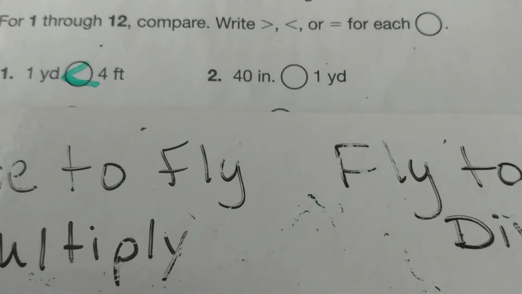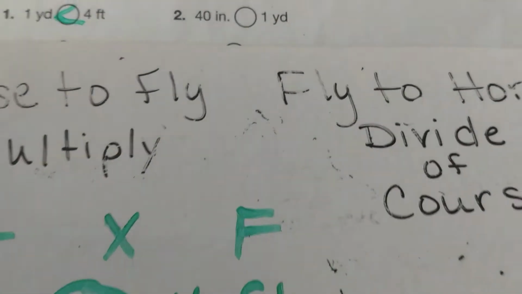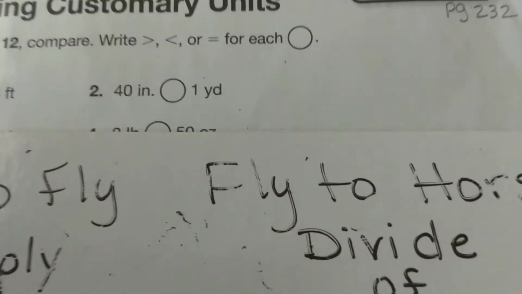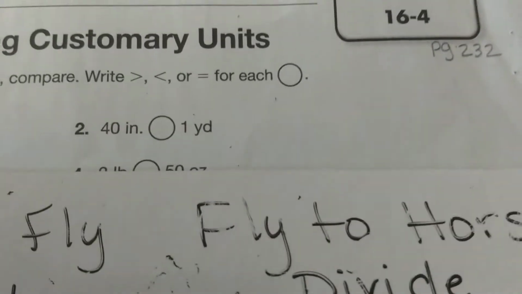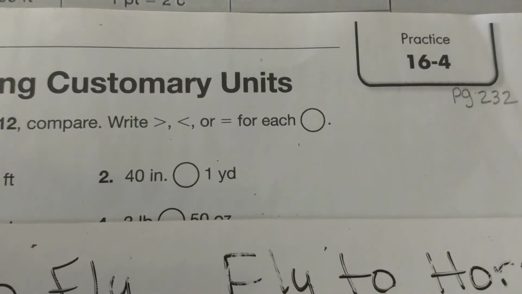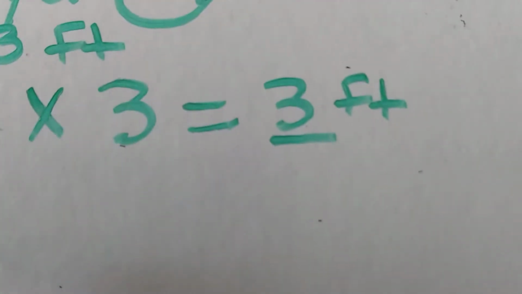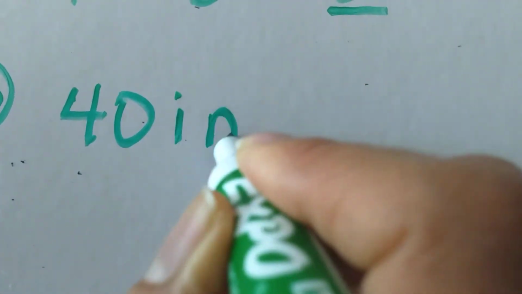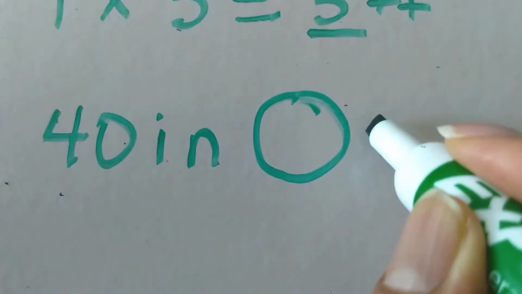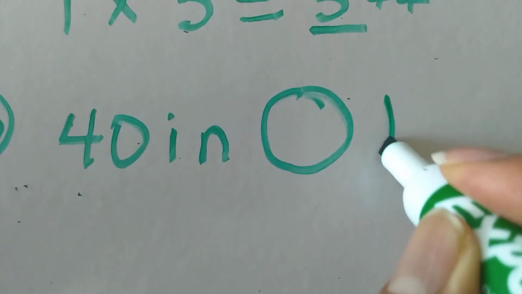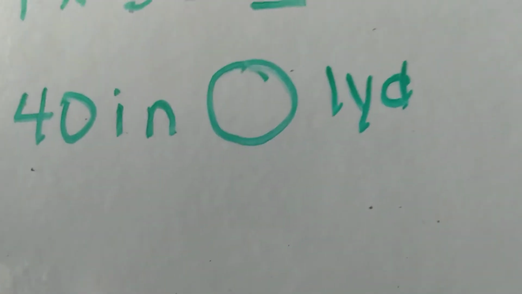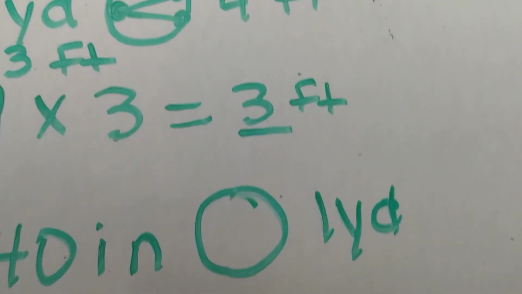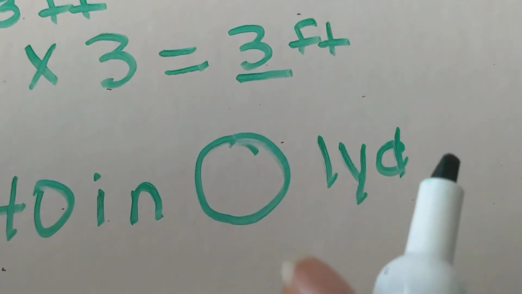Okay, number 2. Problem number 2. Which is 40 inches is greater than, less than, or equal to 1 yard. So I'm going to rewrite that here. 40 inches is greater than, less than, or equal to 1 yard. Again, it's easier to go from a larger unit to a smaller unit. You just simply need to multiply.